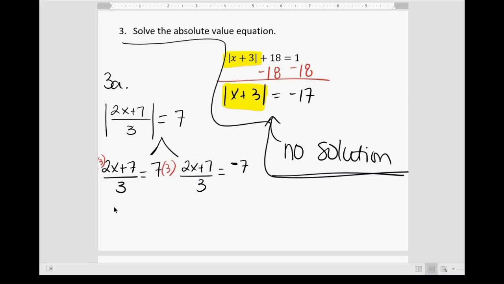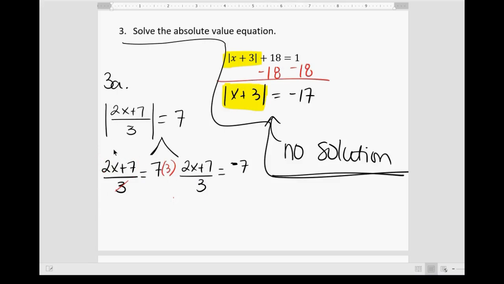On the left, I'm going to have 3 times 2x, which is 6x. 3 times 7 is 21. Equals 21. Oh, what am I doing? No. What am I doing? I'm not going to distribute.